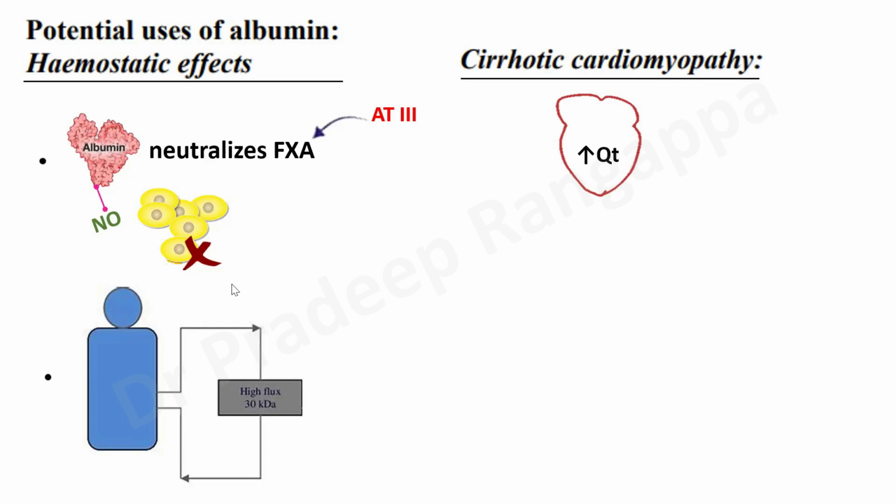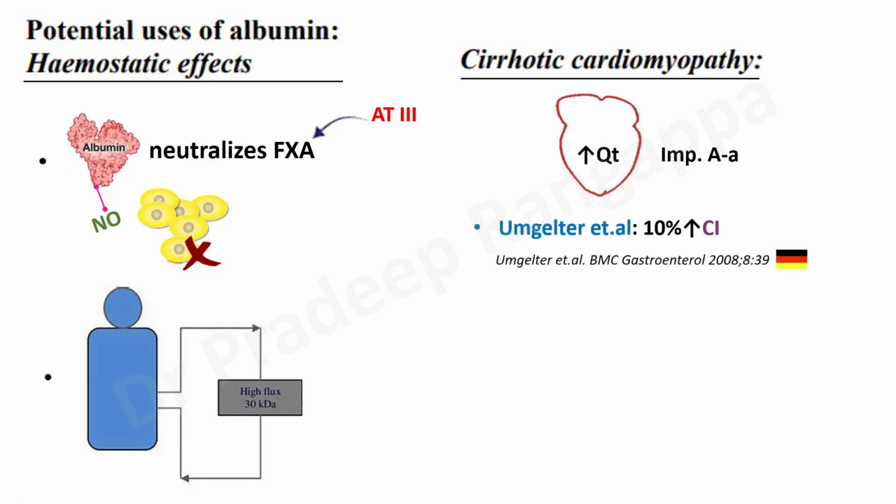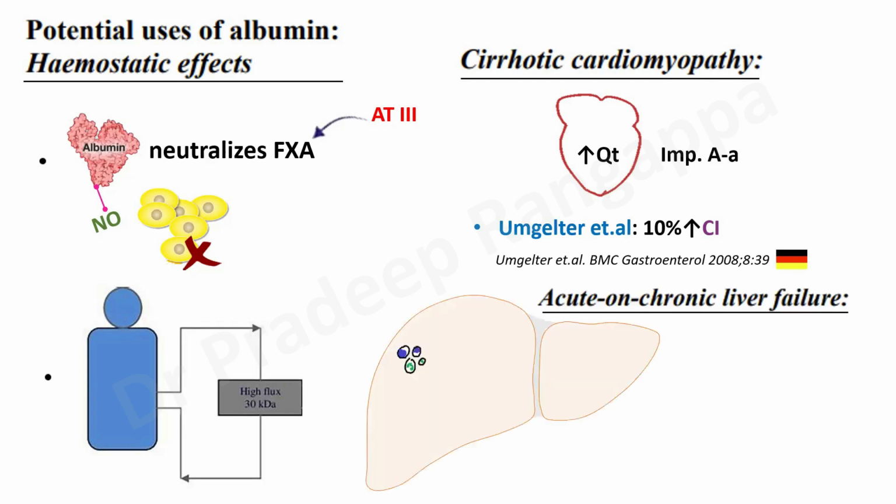And how about cirrhotic cardiomyopathy, which tends to occur in some patients? Albumin is shown to improve the cardiac output and improve the AA gradient. This was one study from Germany, by Umgelter, where they showed that the use of albumin helped in increasing the cardiac index by 10% in cirrhotic cardiomyopathy.